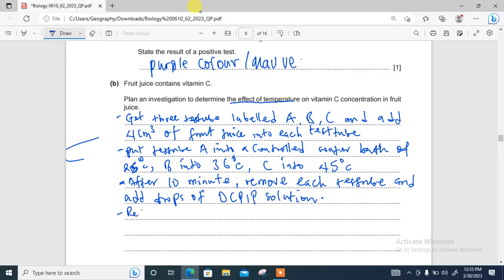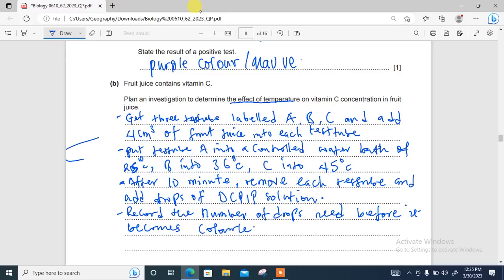So I will now record the time, the number of drops needed before it becomes colorless. Because in a positive test for vitamin C, if you add drops of DCPIP solution, it becomes colorless, because DCPIP is a blue dye. It changes color to colorless if vitamin C is present.